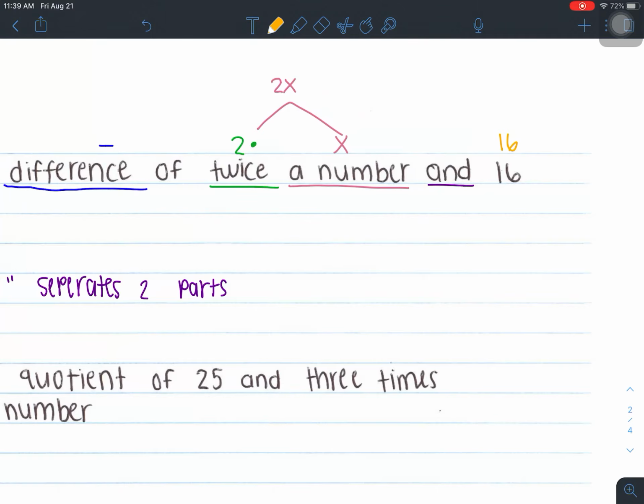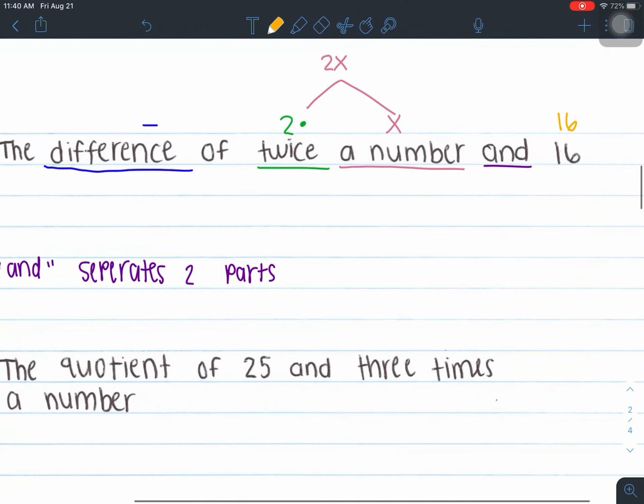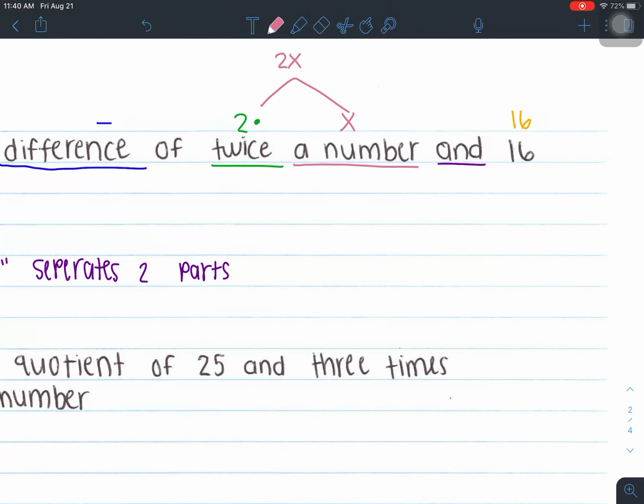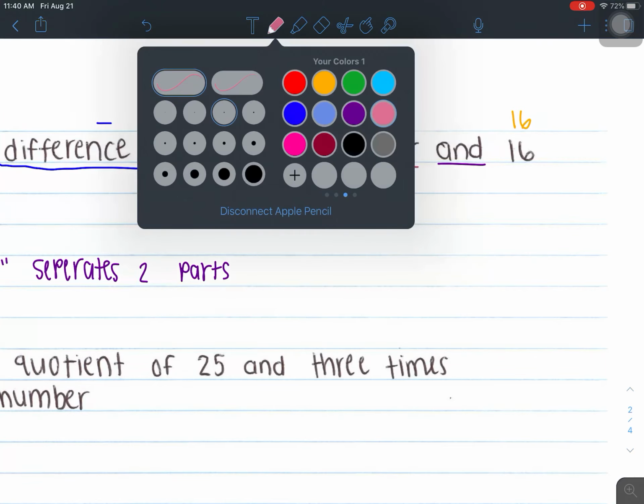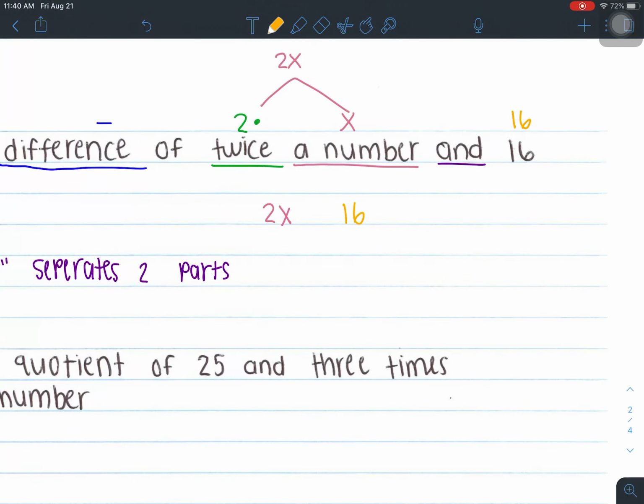And there are no indicator words for me to see that there's any equal sign, so I shouldn't have an equal sign in this one at all. So I'm going to go ahead and separate what I have. So remember, the and separates my 2 parts. I know that I have 2x on one end, and I have 16 on the other end. The and is telling me they're separated.